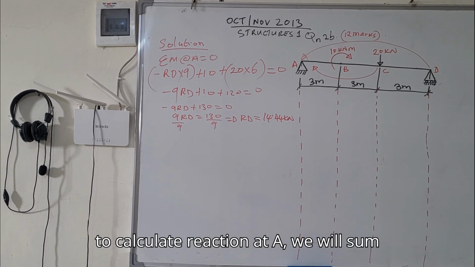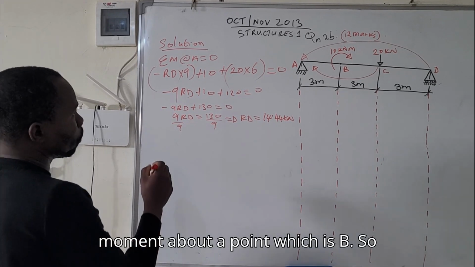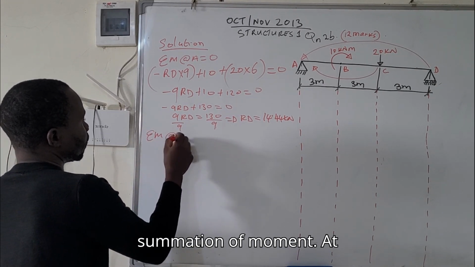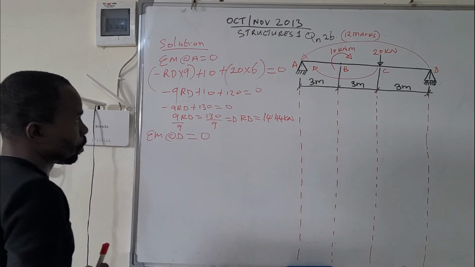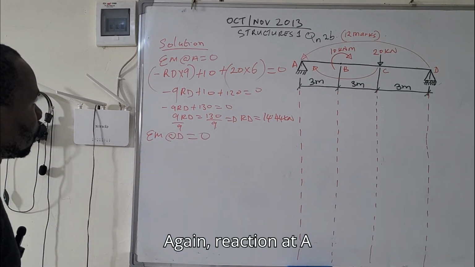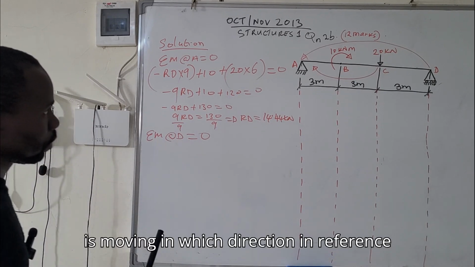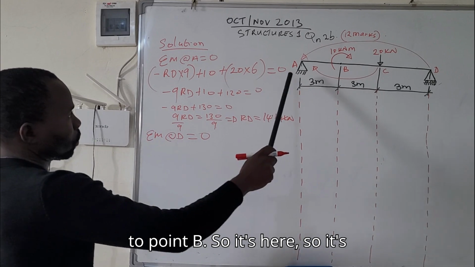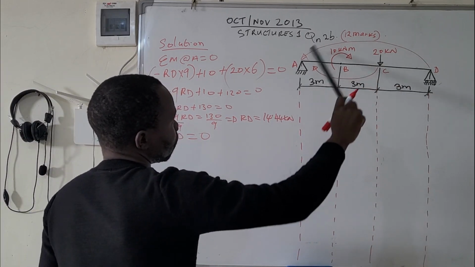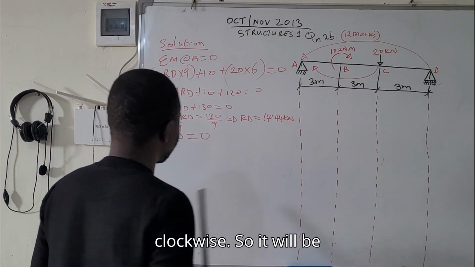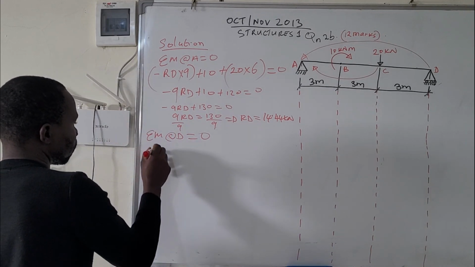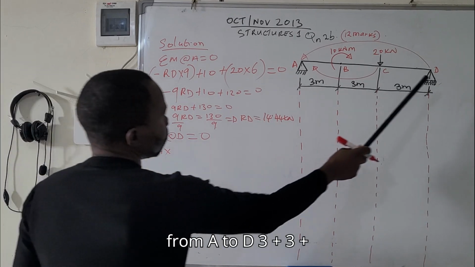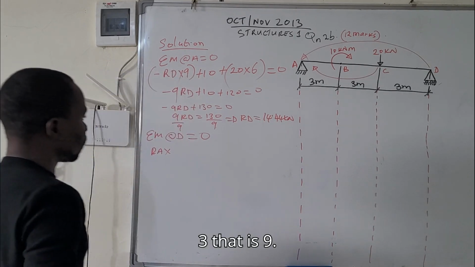To calculate the reaction at A, we will sum moments about a point, which is D. So summation of moment at D should give you 0. Again, reaction at A is moving in which direction in reference to point D? It's here, so it's moving this way, clockwise. So it will be RA times the distance from A to D, 3 plus 3 plus 3. That is 9.